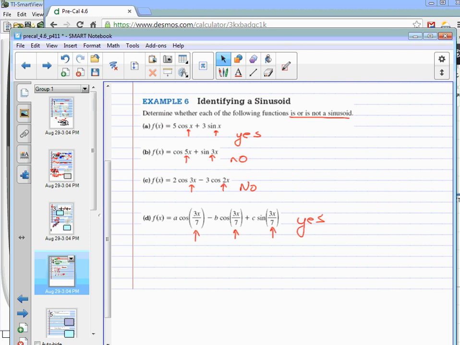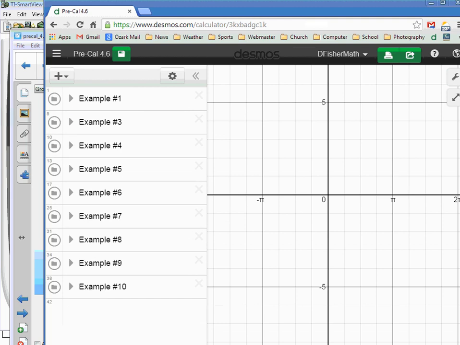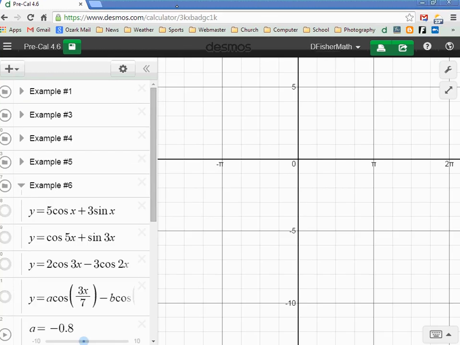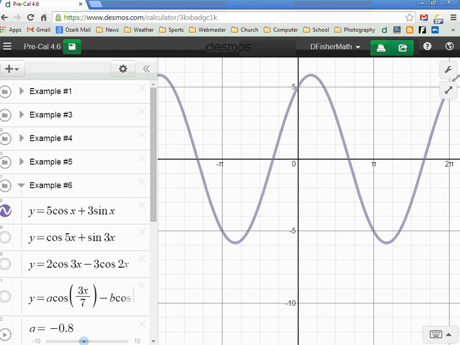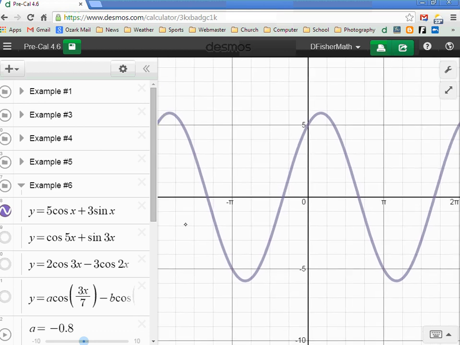What is this? Example number 6. So let me close out these things. Let me go all the way down to example number 6 for a minute. Here are those 4. Remember the first one, I have the same b value. It should be a sinusoid. There's the graph of it. It looks like a sinusoid. Looks like a sine wave.